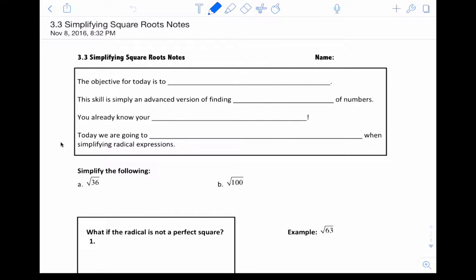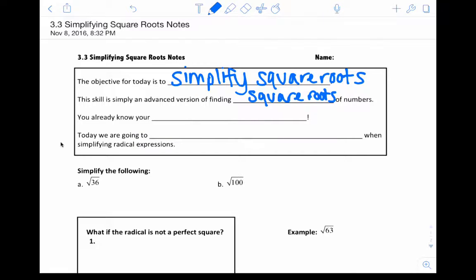The objective for today is to simplify square roots. This skill is simply an advanced version of finding square roots of numbers. You already know your perfect squares. We went over that in class the past couple days. So today we're going to look for and make use of structure when we're simplifying these radical expressions. We're going to use the same similar structure for every single problem that we end up solving.